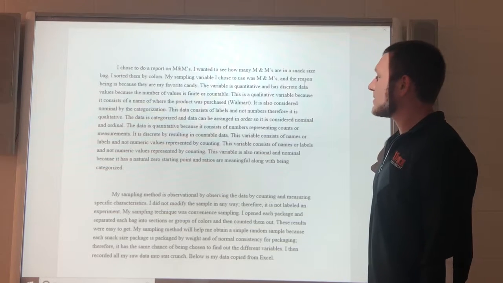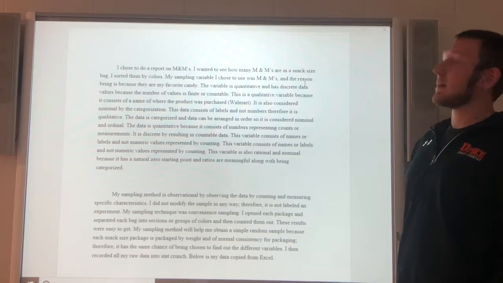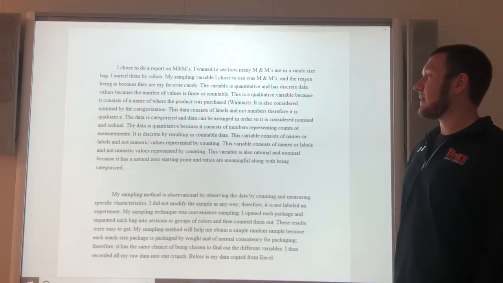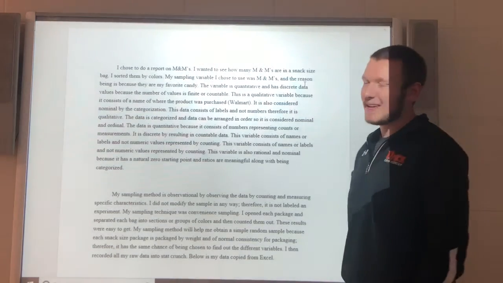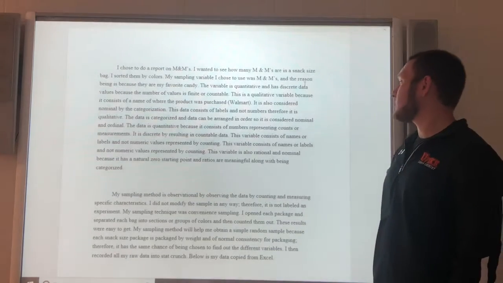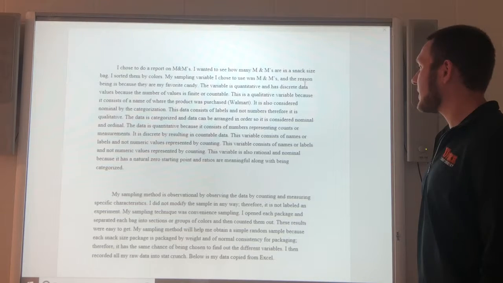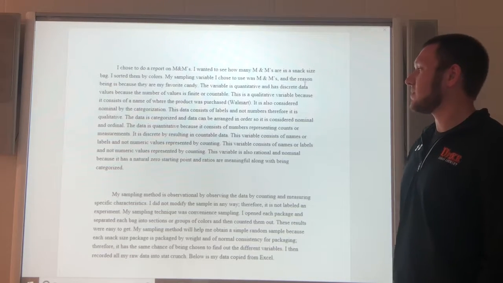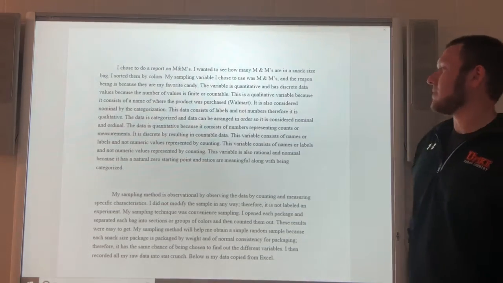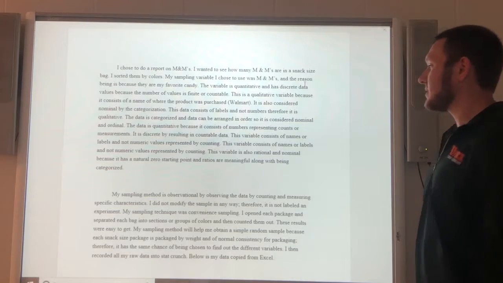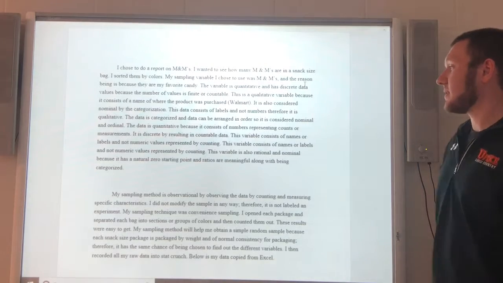This data is quantitative because it consists of numbers representing counts or measurements. It is also discrete, resulting in countable data. This variable consists of names and labels and not numerical values represented by counting. This variable is also ratio and nominal because it has a zero natural starting point, and ratios are also meaningful, along with being categorized. My sampling method is observational, observing the data and counting and measuring specific characteristics.